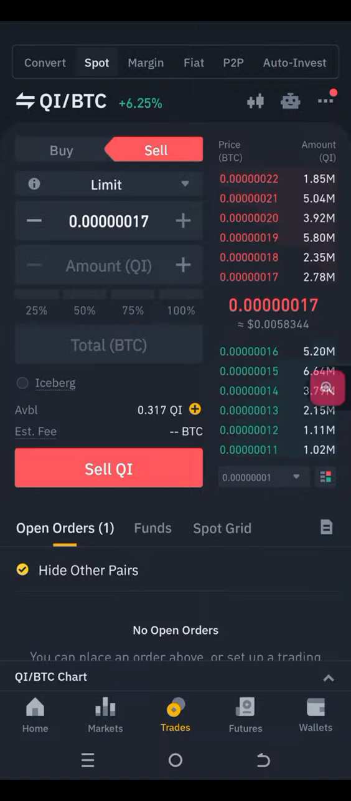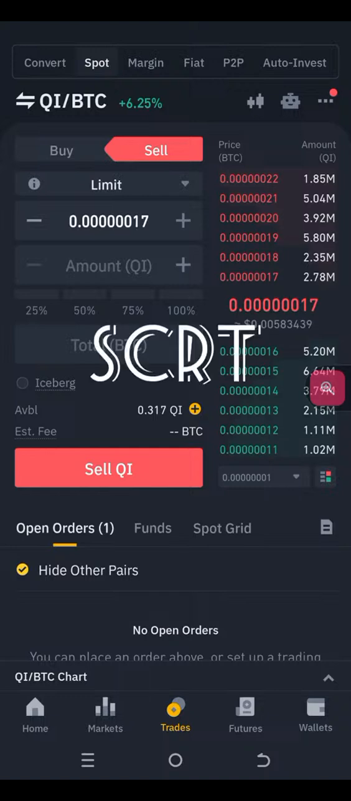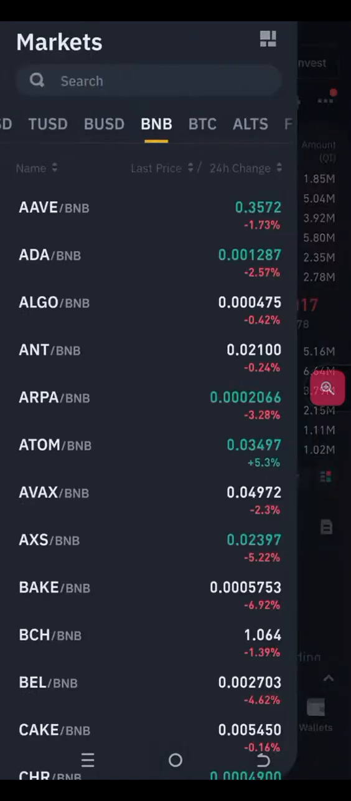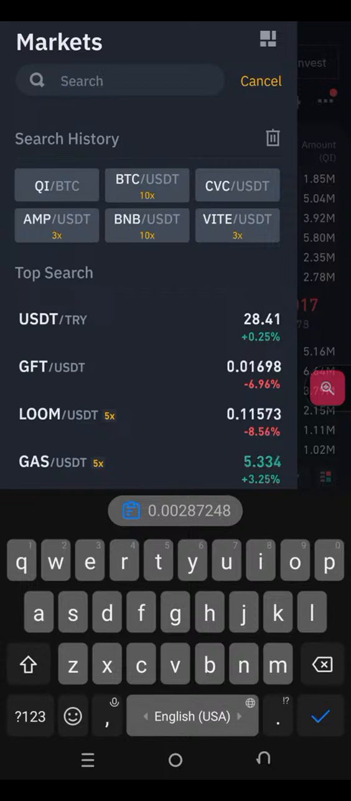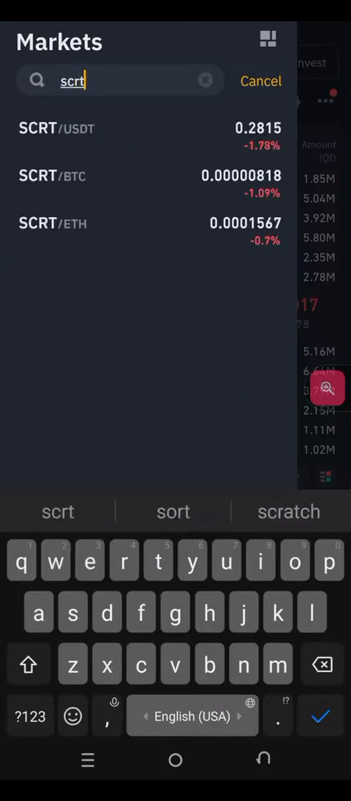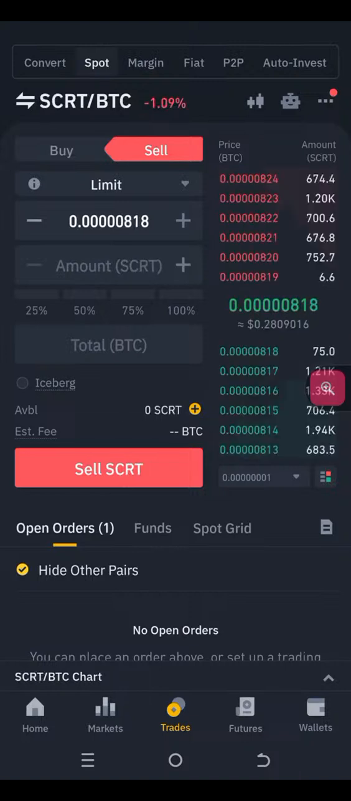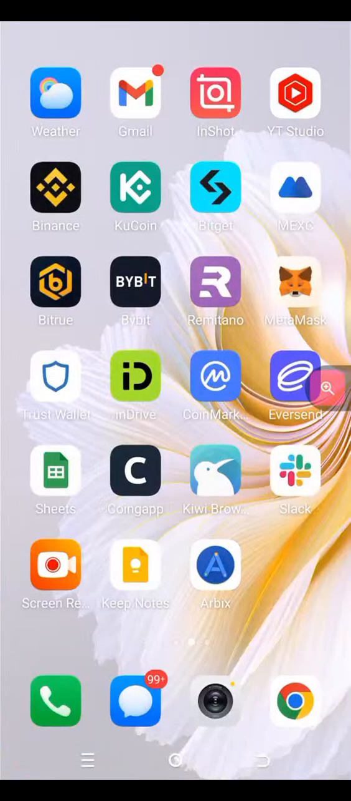Okay, so let's choose SCRT, because I just checked my instrument and I saw that it actually has some form of profit in it. So let's go and see what's going on in SCRT. So this is between SCRT/BTC in Binance, and SCRT in KuCoin. So let's go over to KuCoin, right?